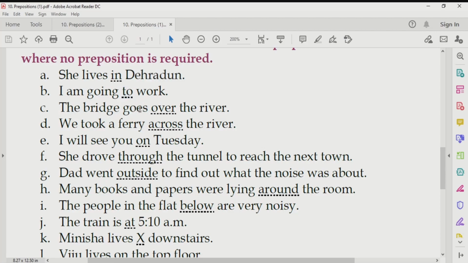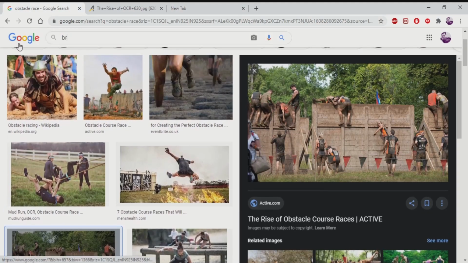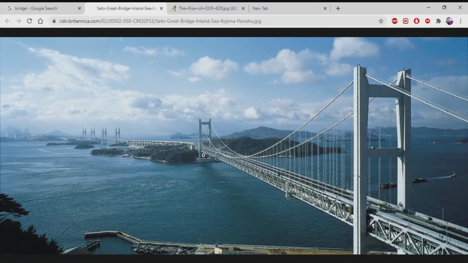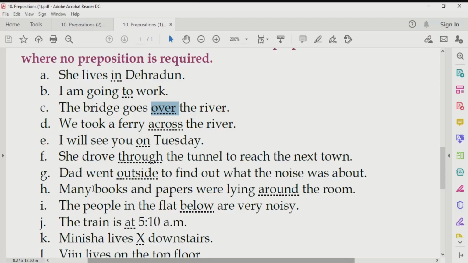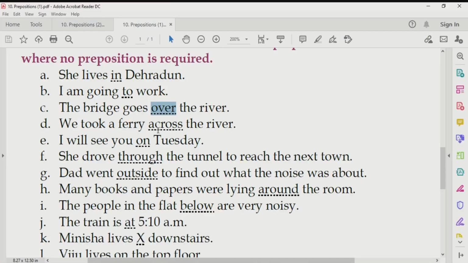Next one. The bridge goes over the river. Now to explain to you this, I will use Google once again. We will just search for a normal bridge. All of you know what is the use of a bridge. Because we have water over here, this bridge helps people, it also helps vehicles to move from this place to this place, or maybe from here to here. As you can see, the bridge is very long. So, going back to this, the bridge goes over the river. I'd shown you this image, over, going from here to here. I hope you understood what the preposition over means.